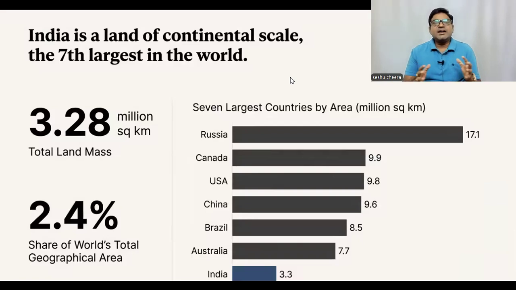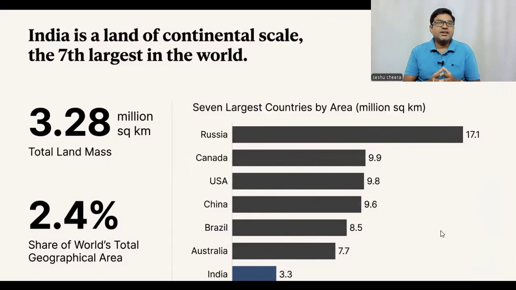When we look at India area wise, the area of India is 3.28 million square kilometers, which is the total land mass that India has. Now this accounts for 2.4% of the total geographical area in the world. Now you might have a doubt about India's position among the other countries. When we check with the other countries, India's place is 7th.